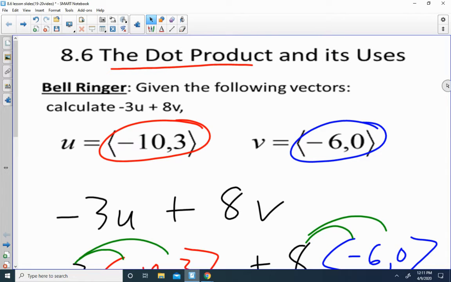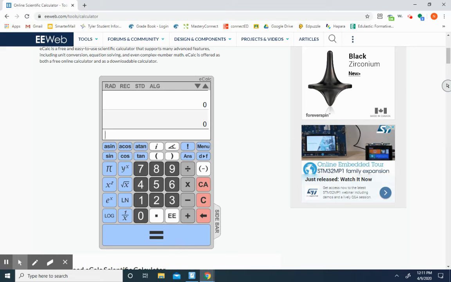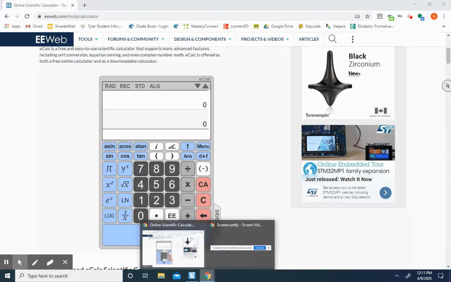Oops, wrong thing. Here we go. Before we begin, if you need a calculator, you can go ahead and use this one. Go to eeweb.com/tools/calculator. It's pretty useful if you ever need to use it. Today, we're just going to be computing simple calculations. We won't be using sine or cosine today, or tangent. So this should be easy computations today.